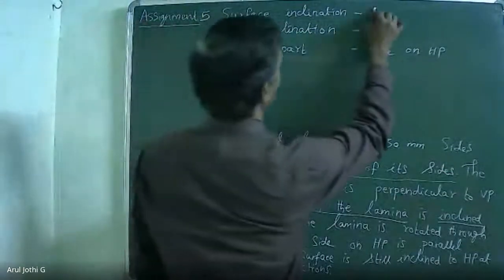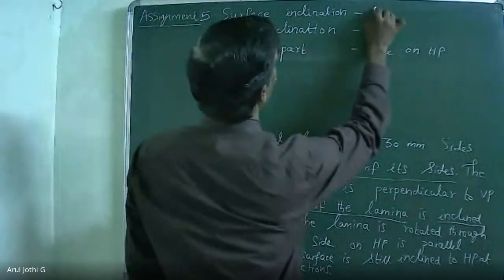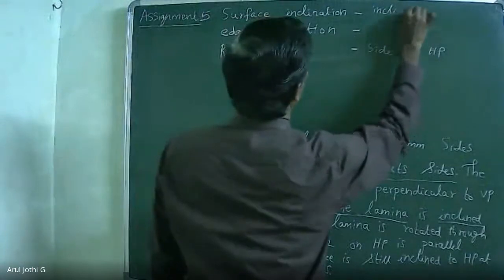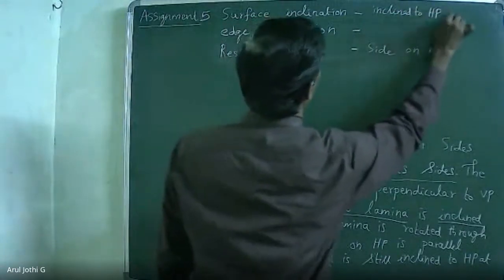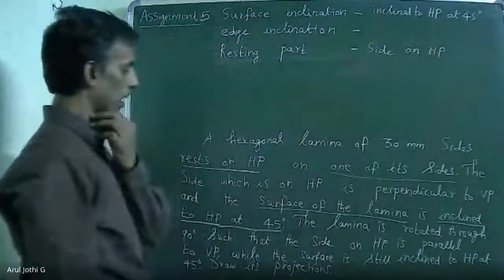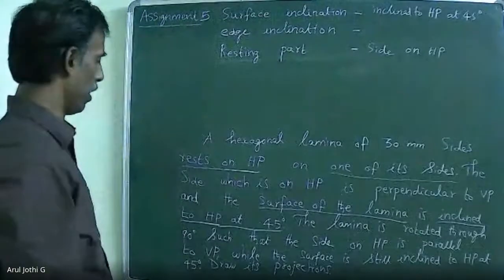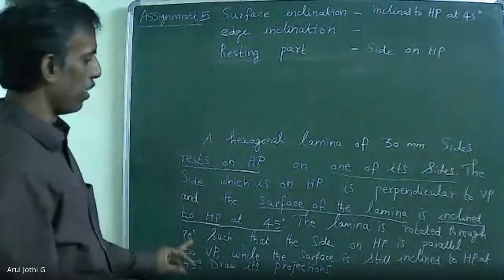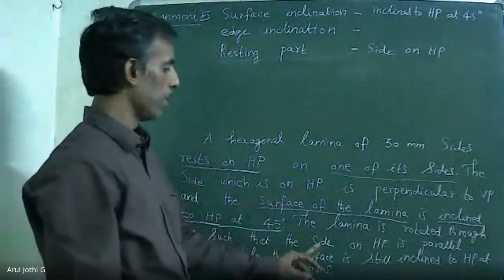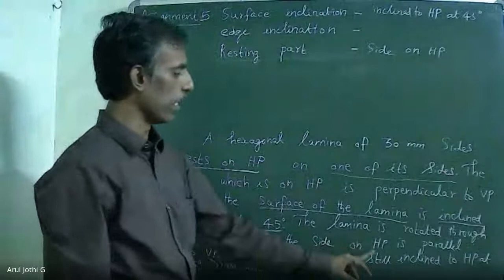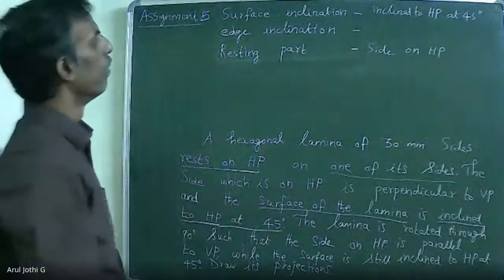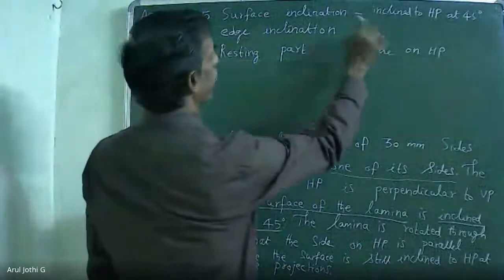So the surface inclination is inclined to HP at 45 degree. Surface is inclined 45 degree to HP. The lamina is rotated through 90 degrees such that the side on HP, that is the resting side, is parallel to VP. Now, the edge inclination is not given.